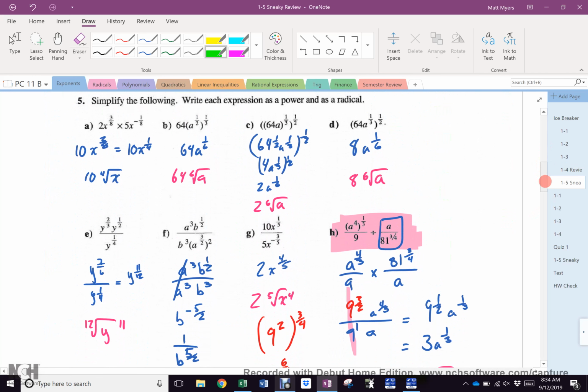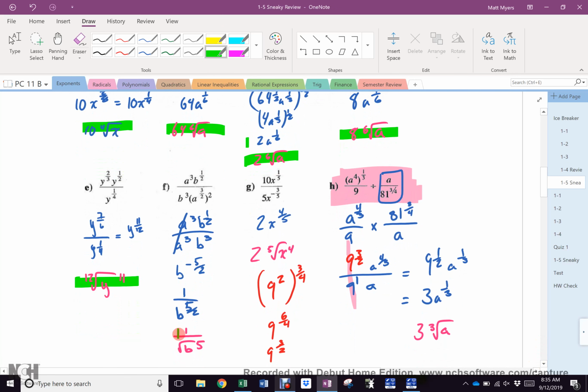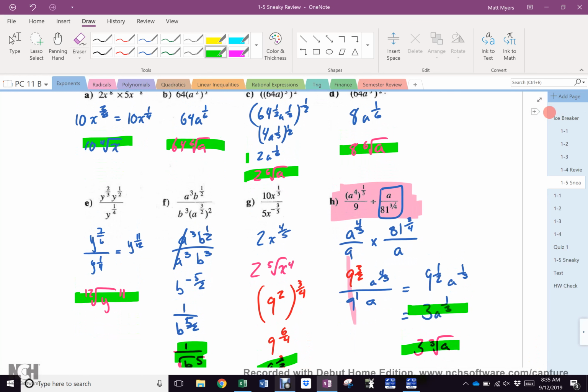Five. H is already highlighted in pink because people had trouble with it. Number F. Okay, elementary school teacher. Because they're always saying number F. All right, so F was our first one.